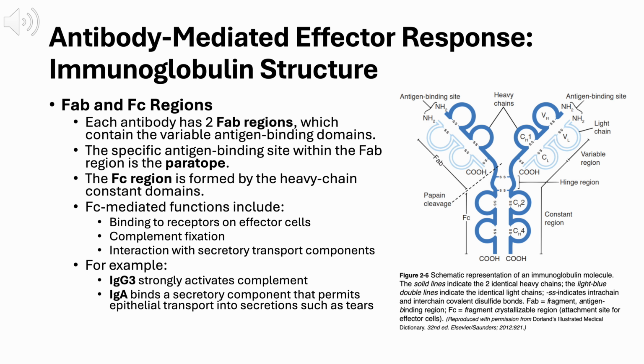So the mental model is a 2-part molecule. Fab decides what the antibody grabs, Fc decides what happens next. That division of labor, targeting versus action, is fundamental, and it's why the same antigen can trigger very different outcomes depending on isotype.